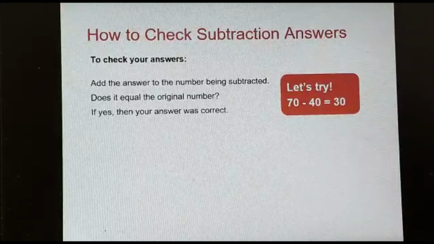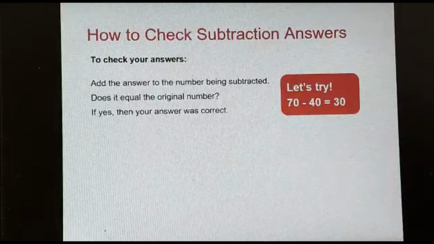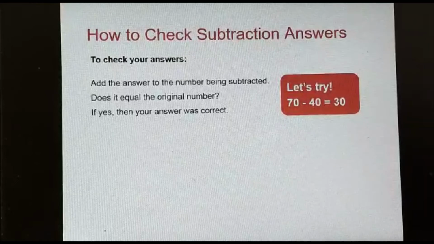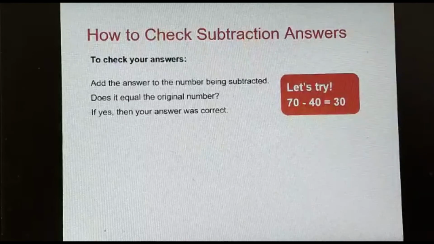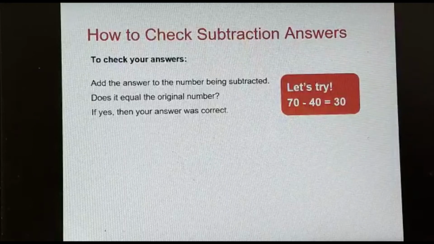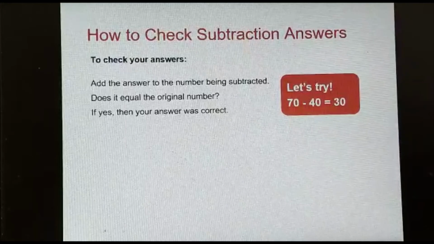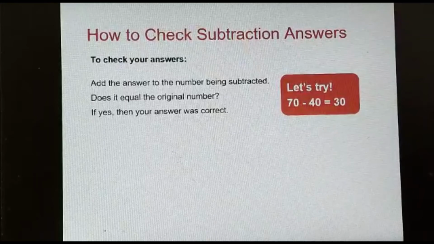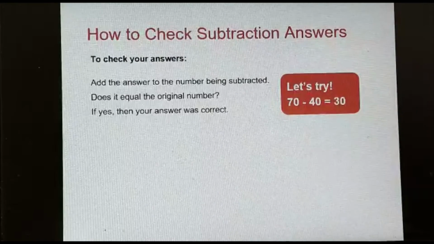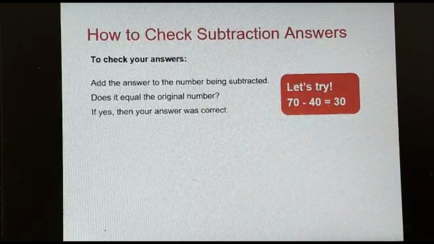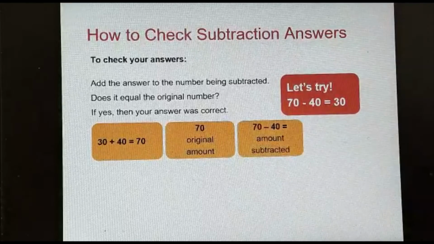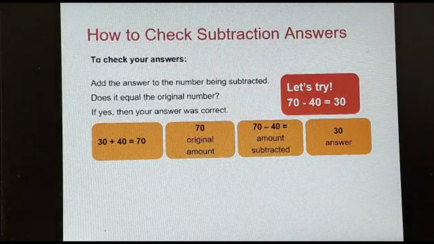Now, which numbers are we talking about that we have to add? We will be adding the answer that we got, which is 30, as well as the smaller number out of the two numbers that we subtracted, which is 40. Now, of course, 70 is the biggest number, so we will add 40 plus 30. The original amount is 70.